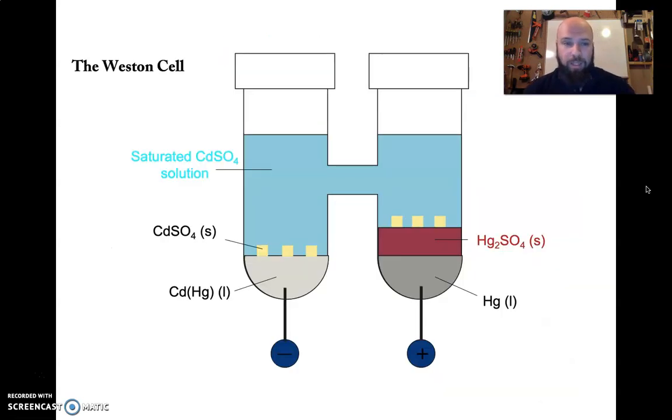So here is the Weston cell. It was composed of an anode and cathode, and the saturated cadmium sulfate solution flowed between the two electrodes. There was a cadmium mercury side and a just liquid mercury side with a barrier here of mercury sulfate.